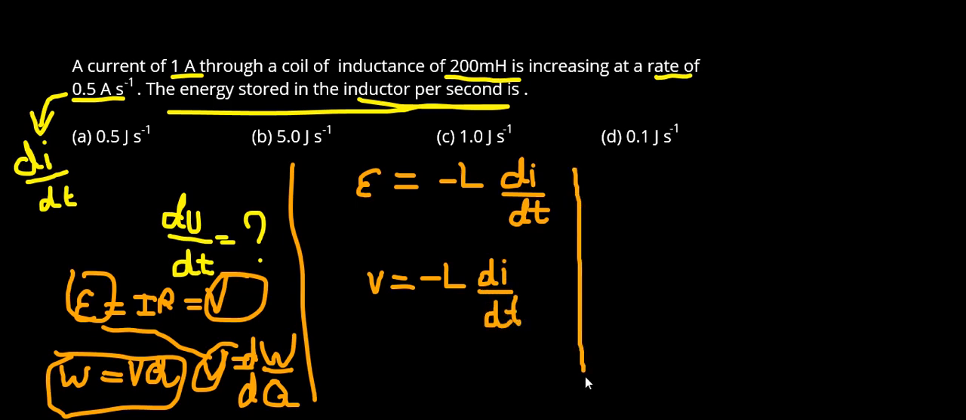I'm just continuing the right hand side. So instead of V you can write dw by dq. Instead of w, which is the work done, here I am going to write u. It is also stated as work done. So du by dq is going to be equal to minus inductance times di by dt.